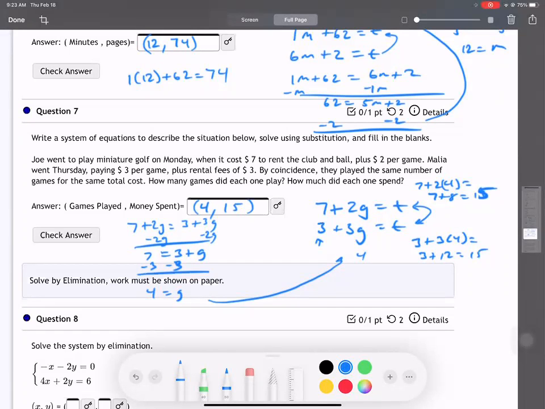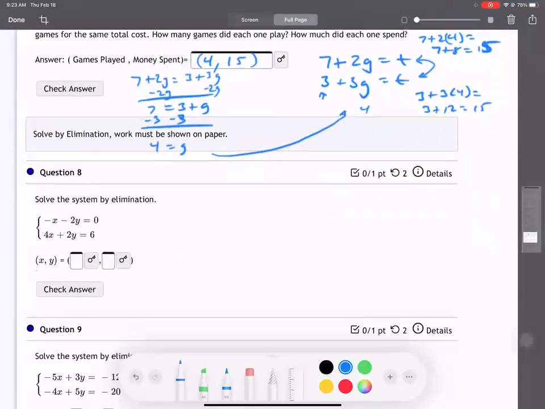Now miniature golf is usually about this price-ish, right? $15 doesn't seem like a lot, but when you have a family of 4, times 15 is $60. It adds up quickly. I remember I used to go miniature golfing as a kid.